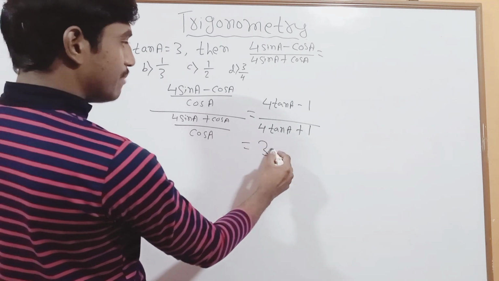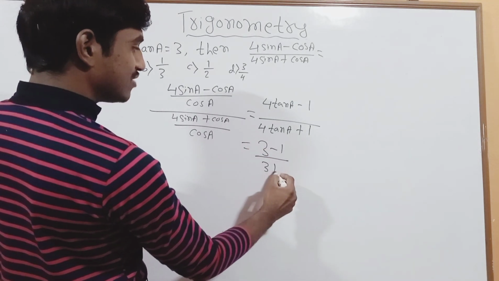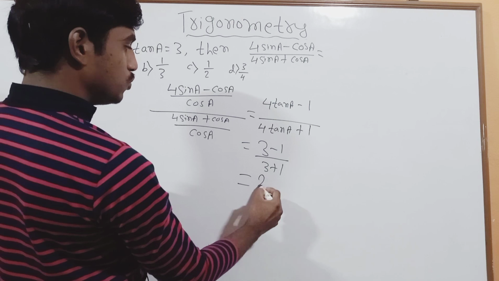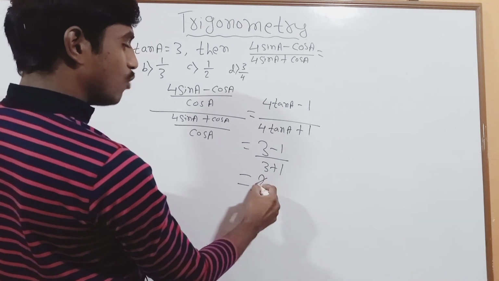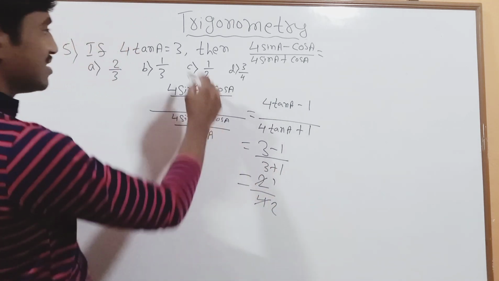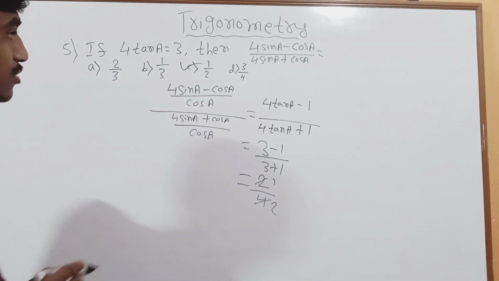So we get 3 minus 1 divided by 3 plus 1. So 3 minus 1 is 2, divided by 4, which is 1 by 2. So the answer is option C, which is 1 by 2. So this is one method.